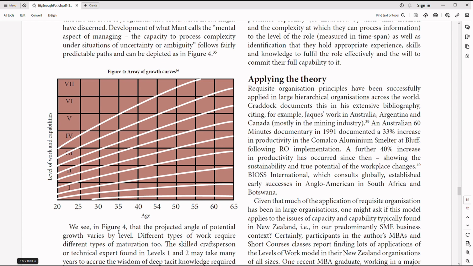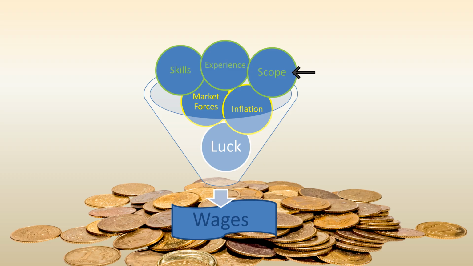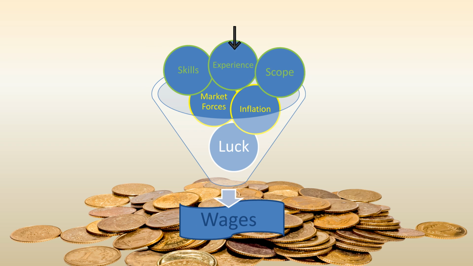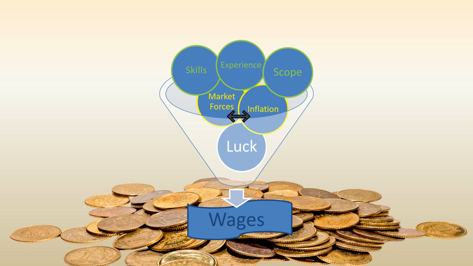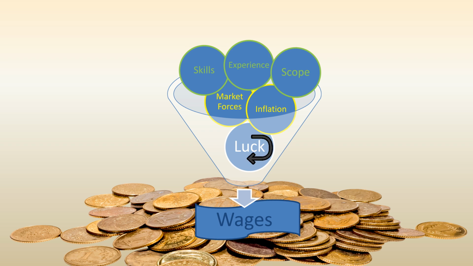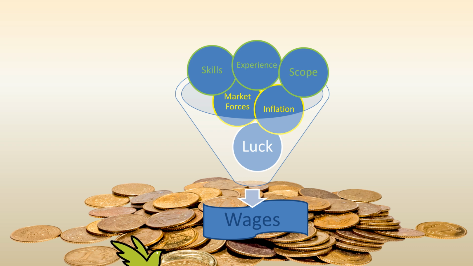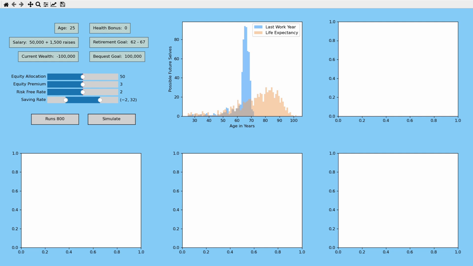Where do you think you fall in the requisite organization work level hierarchy? The hierarchy says that this time scope is probably the largest single factor determining someone's wages. But there are other factors people commonly consider, like their skills and experience. A person has some control over these 3 green circles at the top. The 2 yellow circles of market forces and inflation also have a strong influence. And of course there is the big factor of luck shown in the white circle. The largest factor of all is not shown here, but it's the question whether you are still healthy enough to be working at all. So let's take these 7 factors and try to determine the salary of our hypothetical person.